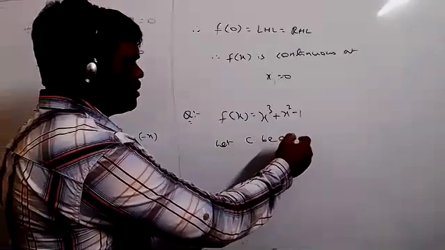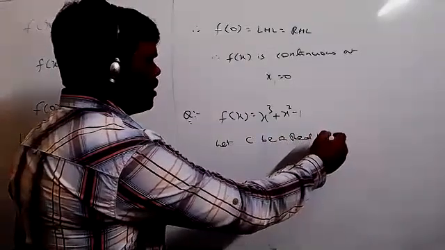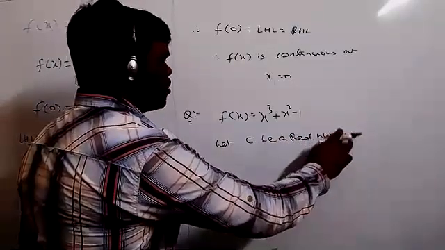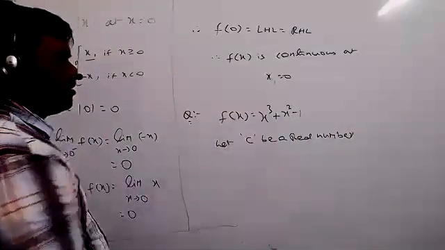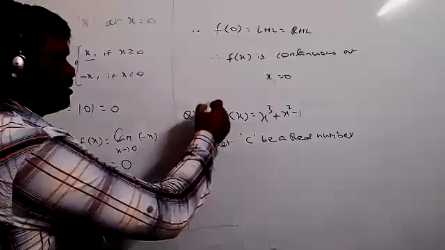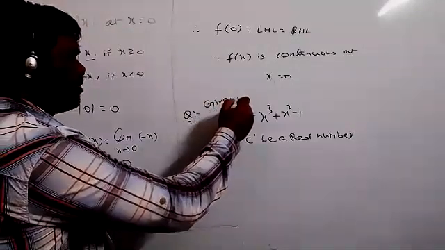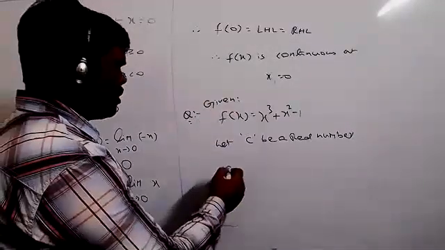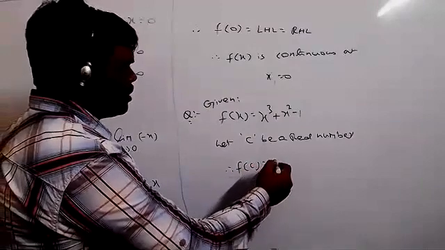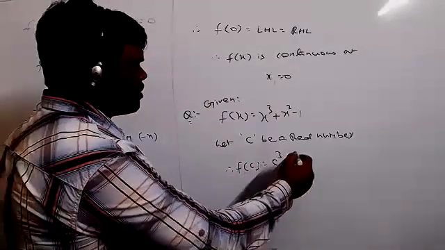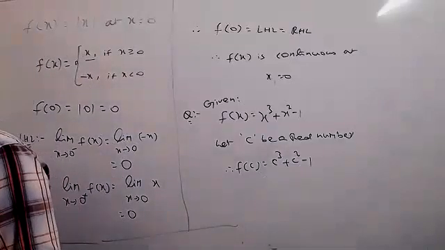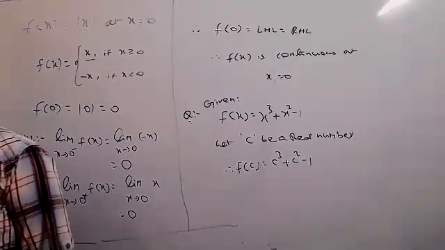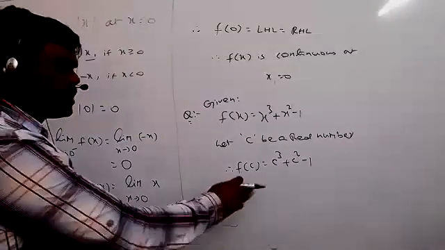You can take a real number. I'm taking here another constant value, that is c. Now that c you can substitute in here. So therefore, f of c equals how much? c cube plus c square minus 1. So here we can't do anything, just leave the f of c value.